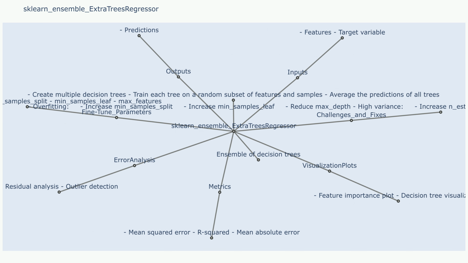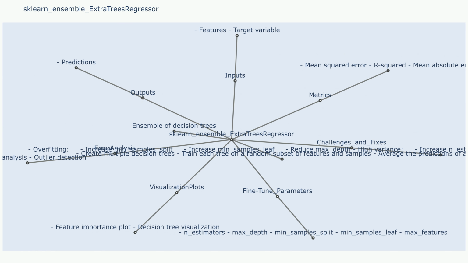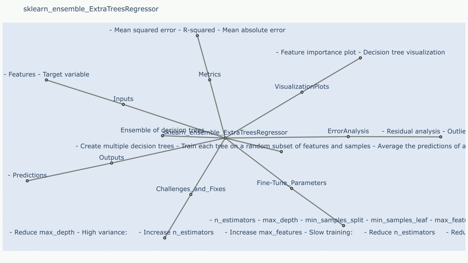Inputs. X. This is the input feature matrix, where each row represents a data point and each column represents a feature. The values in X can be numerical or categorical. Y. This is the target variable that the model aims to predict. It is a one-dimensional array containing the values for each data point in X. Outputs. Predictions. The model outputs a prediction for each data point in the input feature matrix X. These predictions represent the estimated values of the target variable based on the trained model.